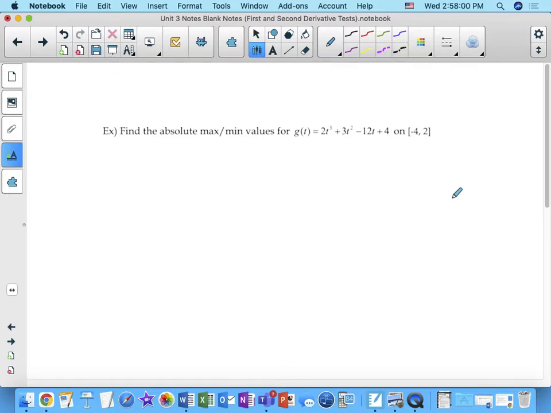So how do we do this? Well, we've got to figure out where the derivative is equal to 0 in this interval and look at the values of the function at those points, because those could be potential max-mins. And we've also got to look at the values of the function at the endpoints, because those could also be max-mins.